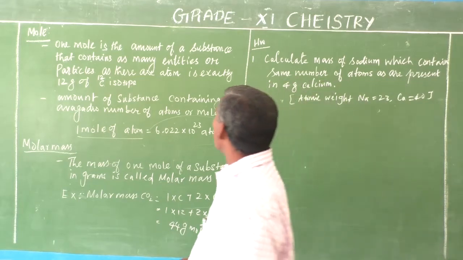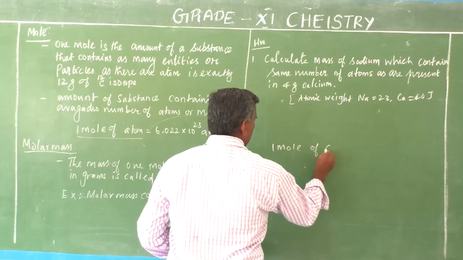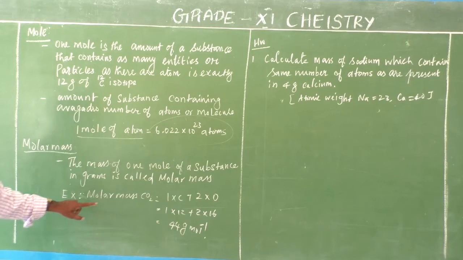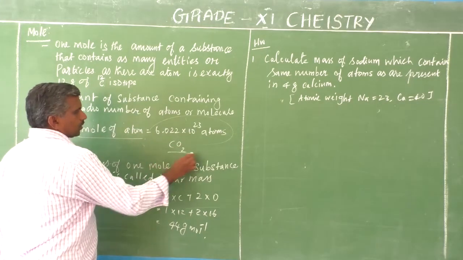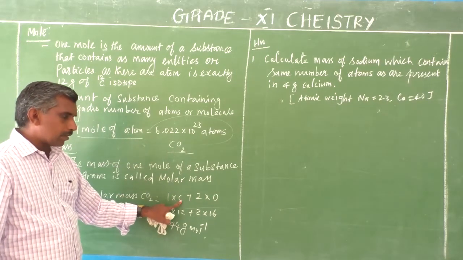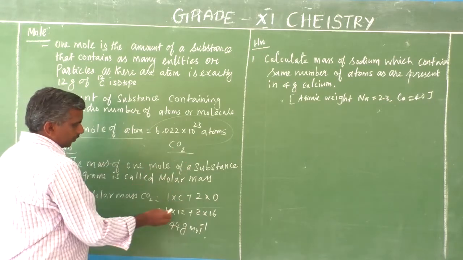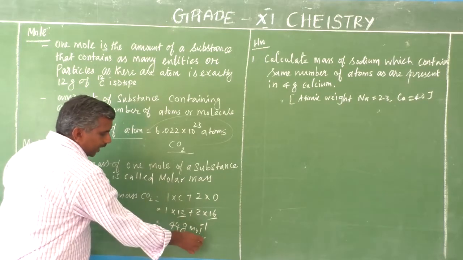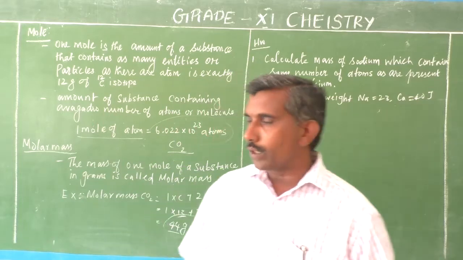For example, take 1 mole of carbon dioxide. The molar mass of carbon dioxide is 1 into carbon plus 2 into oxygen, since there is 1 carbon atom and 2 oxygen atoms. Carbon is 12, oxygen is 16. Total is 44 gram per mole.